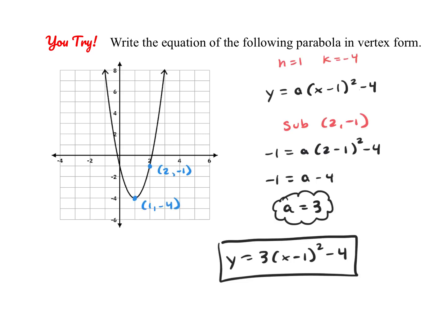All right, go ahead and check your work. You can see that my vertex is at 1, -4, so I replaced h with 1 and k with -4. And then to solve for a, I chose this coordinate. Again, any other exact coordinate would work, but I substituted the coordinate 2, -1, which allowed me to solve for a, which is 3. So here's my final answer.